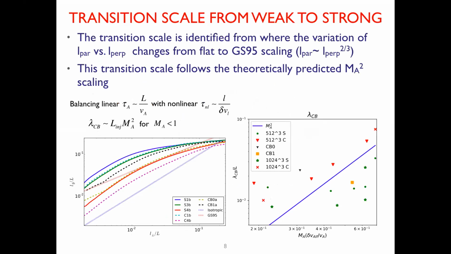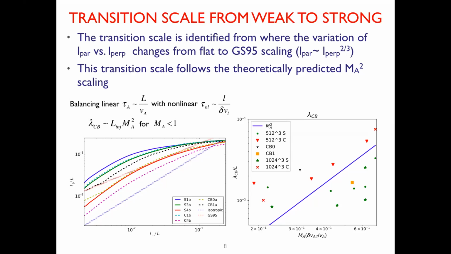Then another thing which we verified is the transition scale. The transition scale between the weak and the strong is theoretically predicted to scale as MA squared. So basically in this expression, lambda CB is the transition scale. It should behave as L injection times MA squared. We estimated this transition scale from the figure on the left. The figure on the left is calculated from the structure functions, which show the correlation between the parallel length scale versus the perpendicular length scale. So it's L parallel versus L perp. And you can see that at small MA, which is the blue color, the L parallel is constant and L perp is decreasing.